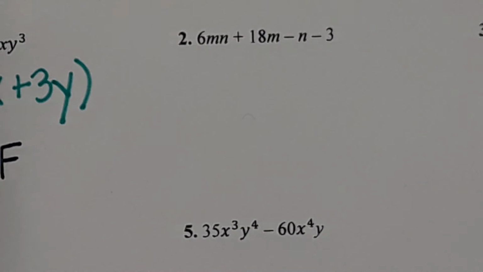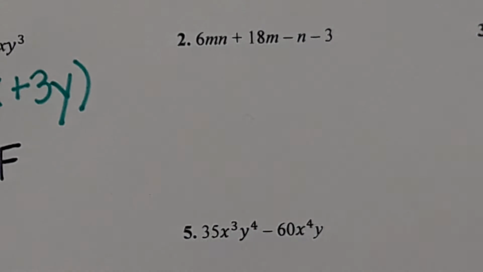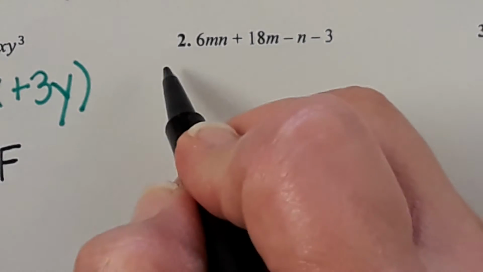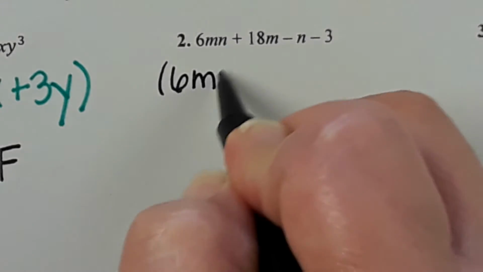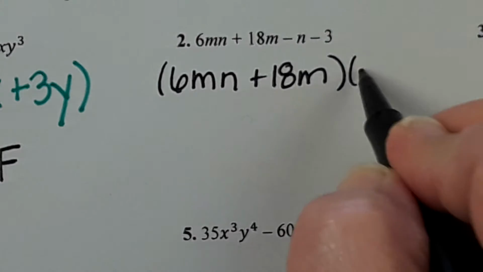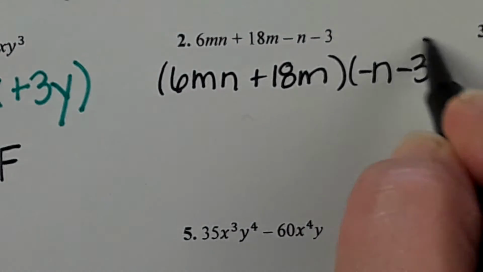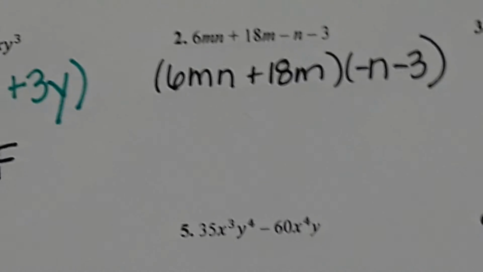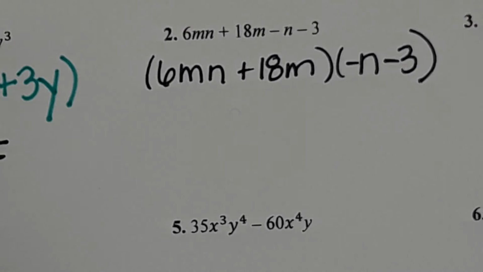Do they all have the same variable? Do they all have an m? Do they all have an n? So no GCF. So because this is a 4, we're going to do grouping. Again, how did you know, Ms. Fleury, that it was grouping? Because there were 4 terms, we're going to use grouping.